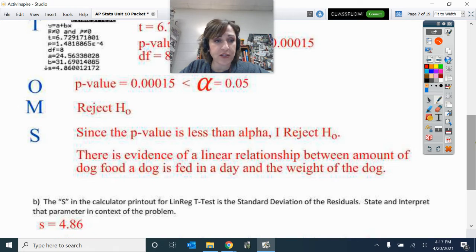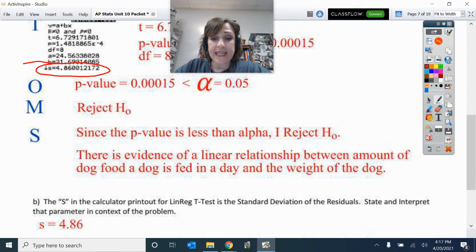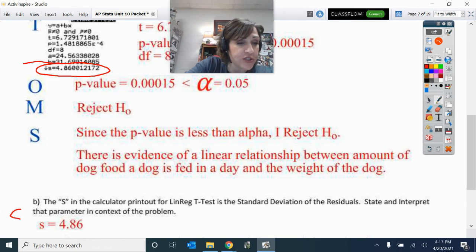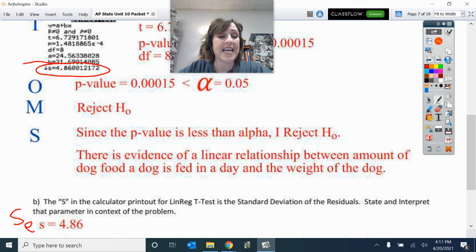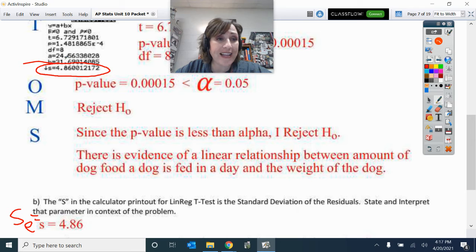Now I threw in something else for you. I said, hey, this S on the calculator printout is the standard deviation of the residuals. We'll talk about this a little bit more later, but also don't forget that in the notes yesterday, I mentioned another way to write the standard deviation of the residuals: S with a little subscript e, for the standard deviation of the errors, how far off the errors are, the residuals, the actual from the predicted. All right, so that's telling me 4.86.